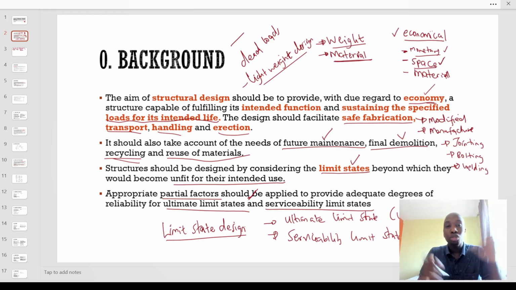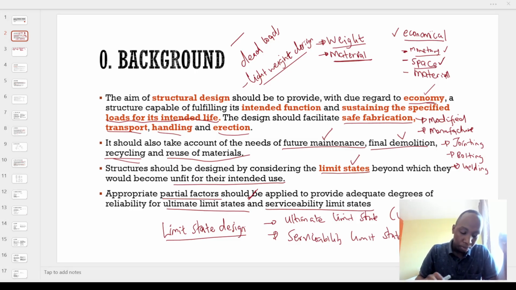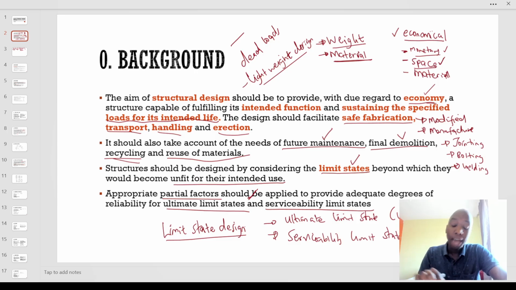So it's important to introduce factors of safety that bring both aspects of serviceability, and also the aspect of use over ultimate.